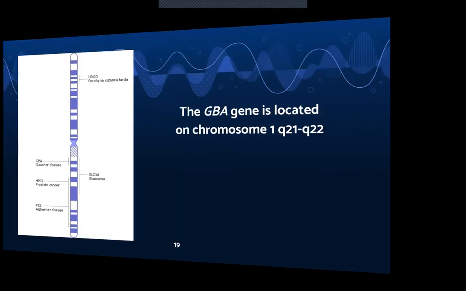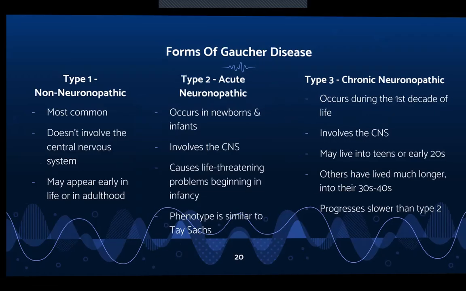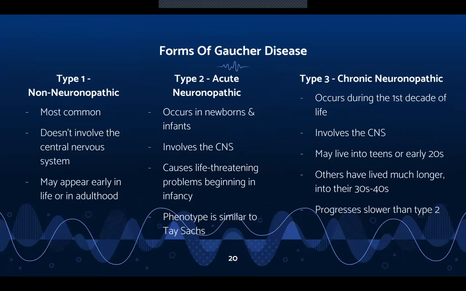There are multiple forms of Gaucher disease. The first is type 1, which is also known as the non-neuronopathic. This form is the most common, and it doesn't involve the central nervous system, which means it is the least severe. It may appear early in life or even in adulthood.